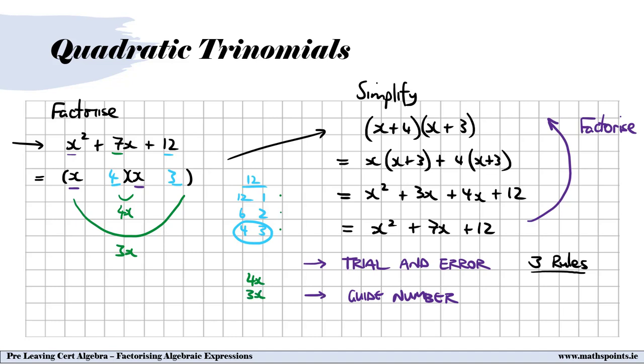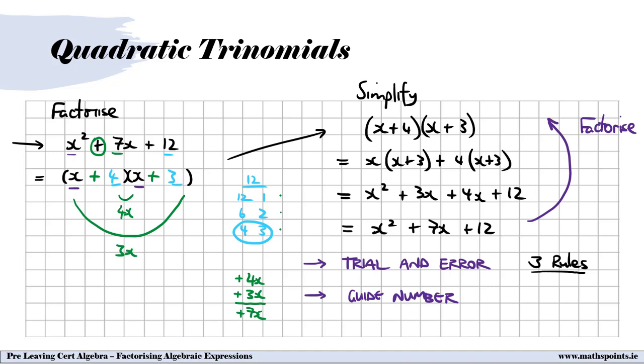Because the last thing I have to decide is, what do I do to a 4x and a 3x to somehow give me plus 7x? Remember that there's a plus here with the 7. So if you had a 4x and a 3x and you want to make up a 7x, you add 4 and you add 3. And so the signs in this question are plus and plus.